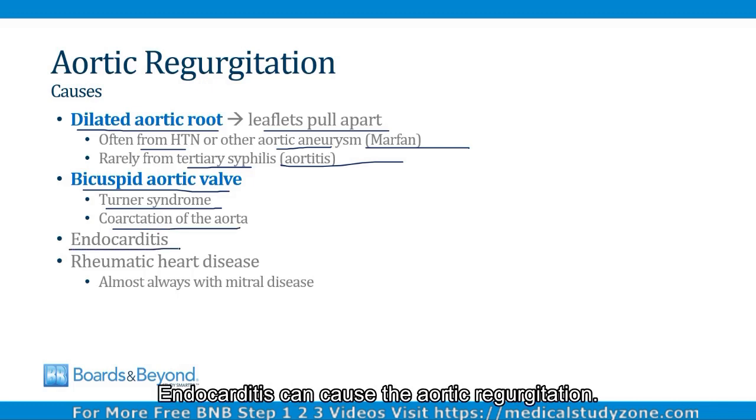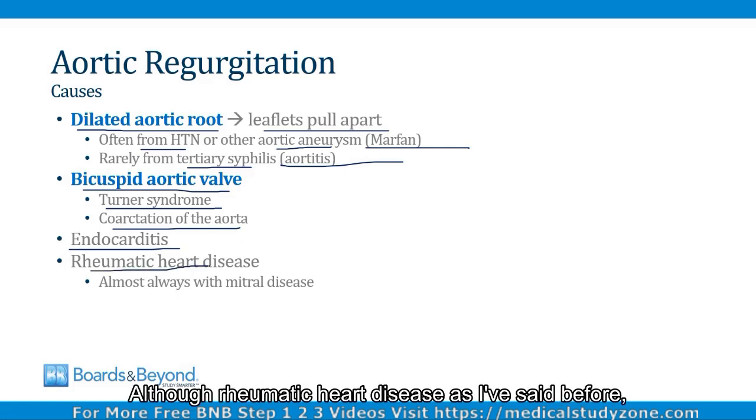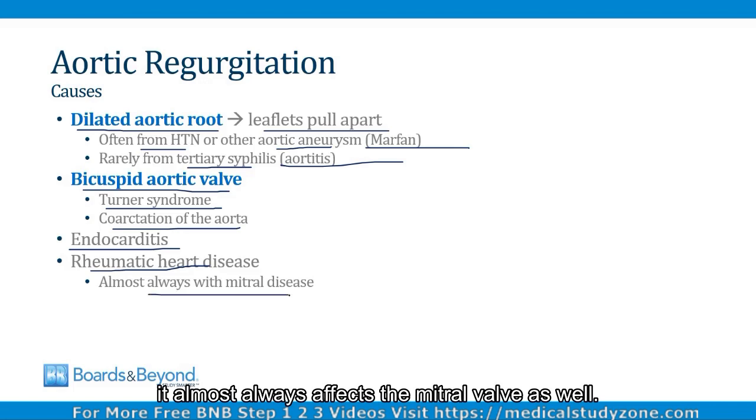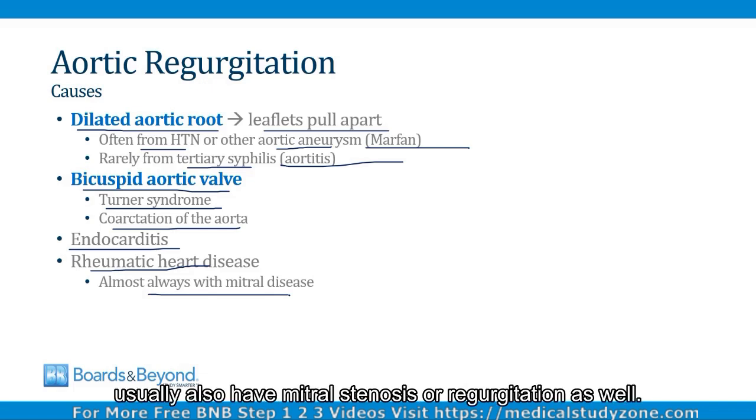Endocarditis can cause aortic regurgitation, and finally, so can rheumatic heart disease. Although rheumatic heart disease, as I've said before, almost always affects the mitral valve, and when it does affect the aortic valve, it almost always affects the mitral valve as well. So patients who have aortic regurgitation from rheumatic heart disease usually also have mitral stenosis or regurgitation as well.